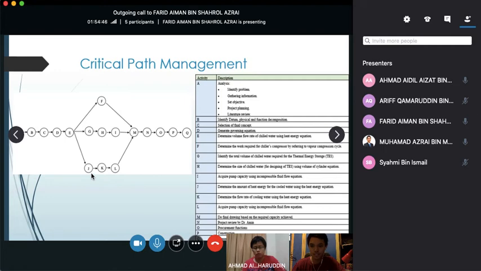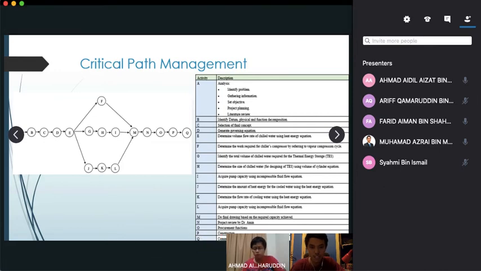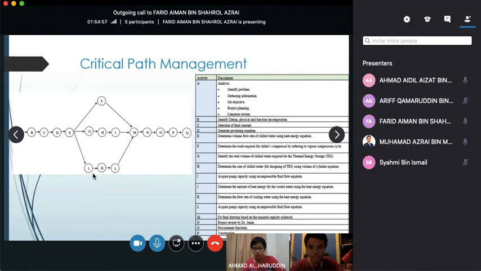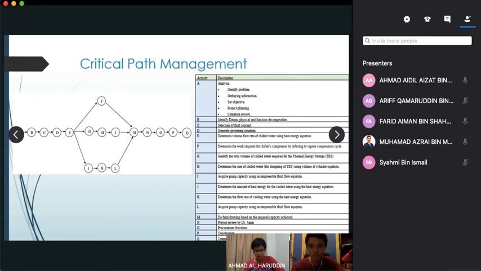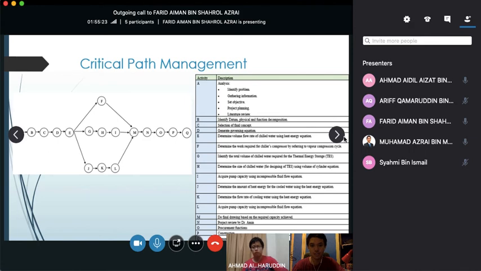The third one is to determine the amount of heat energy for the cool water using the heat energy equation. Once we obtain that, we determine the flow rate of cooling water using the heat energy equation. Once we obtain that, we acquire the pump capacity using the incompressible fluid flow equation. Once the 3 main components have been completed, we will do the final drawing. The final drawing will be reviewed by Dr. Amin. Once it is approved, we do the procurement function, construction, and also the commissioning.